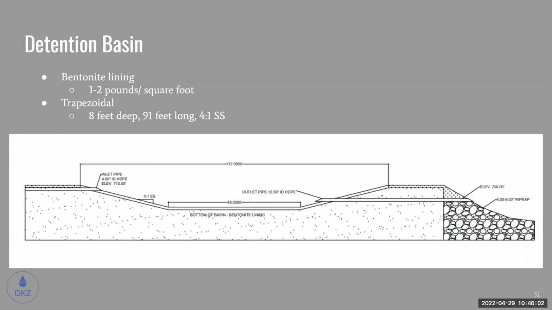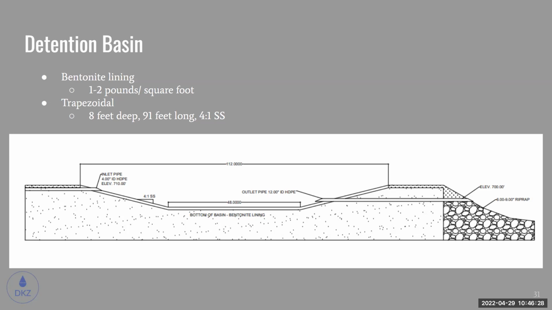This is the detention basin we ended up designing. You can see the bottom and sides of it are going to be lined with bentonite. This is a natural clay liner, so it won't leach anything into the water and it's not toxic to the environment. It's also self-healing. Should it be punctured or ripped in any way, upon contact with water it will reseal itself and expand. The basin will be trapezoidal, as Danielle mentioned, 8 feet deep and 91 feet long with a 4:1 side slope.